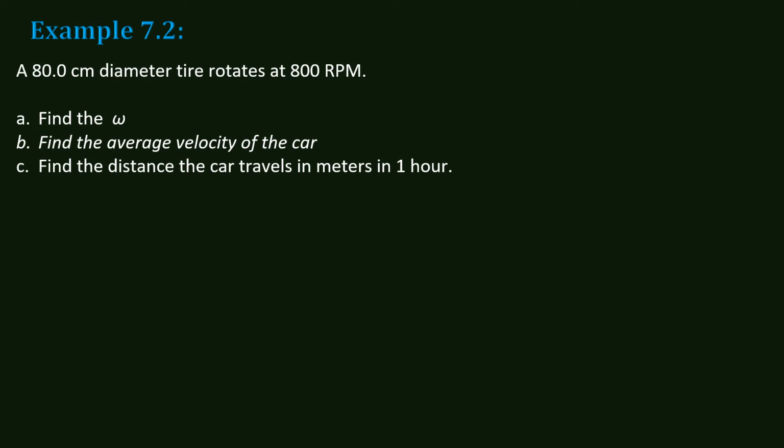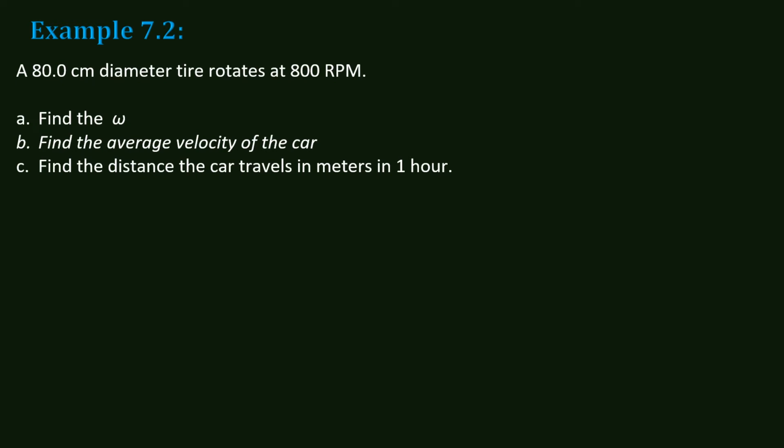Okay, we have another example. An 80 centimeter diameter tire rotates at 800 RPM. They want us to find the omega, the angular speed, find the average velocity of the car, and I would assume this average velocity is tangential, and find the distance the car travels in meters in 1 hour.